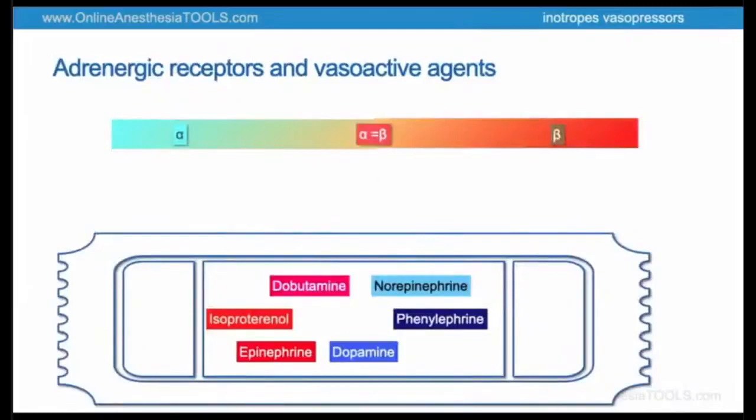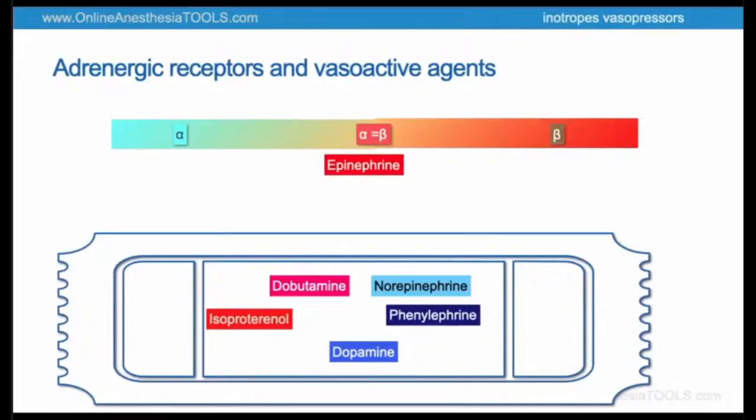Now let us try to organize these agents depending on their affinity towards specific adrenergic receptors. So I have plotted alpha adrenergic sensitivity or specificity on the left hand side and beta on the right, and between alpha and beta together in the mid-zone. Let's see, epinephrine can be placed almost in the middle because it has both alpha and beta adrenergic action.